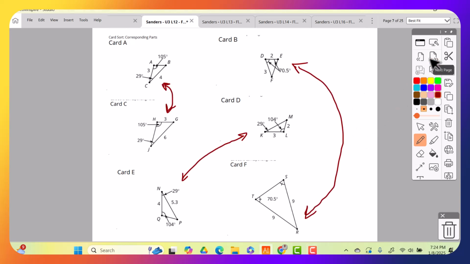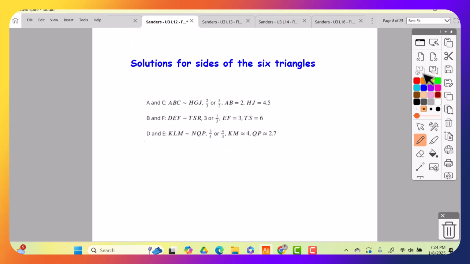All right, here's the answer. And the solutions for the 6 sides of the 6 triangles. I'm doing this more quickly because you can stop the video and rewind.